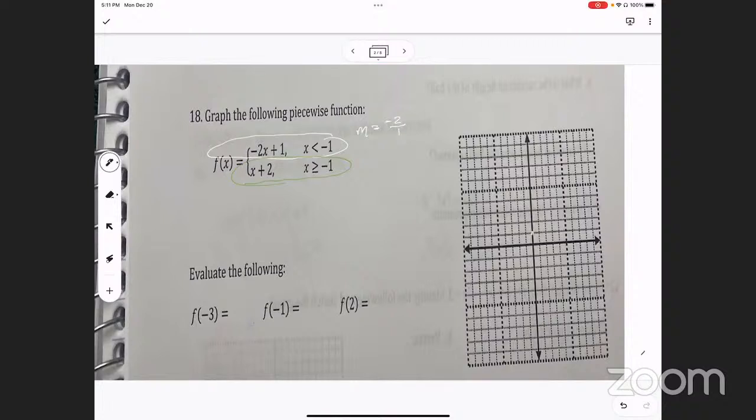So if I were just trying to graph that white line, what I would do is start with 1. You remember doing this before? I would go down 2 and to the right 1, down 2 and to the right 1, or up 2 and to the left 1, up 2, left 1. That's the way that you would graph that line before. The problem with this is that the line isn't actually defined for all x values. It's only defined when x is less than -1.